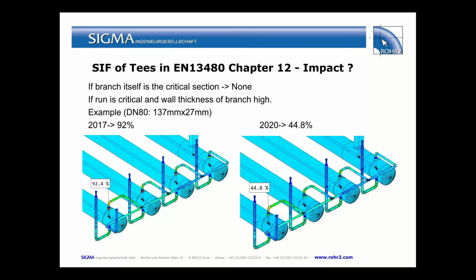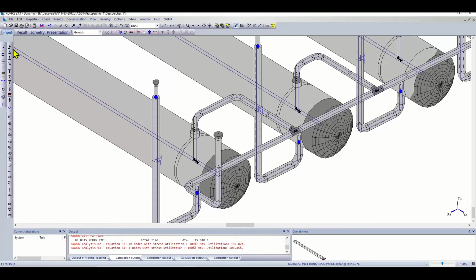Now, what's the impact on a real pipe stress calculation? First of all, if the branch itself is a critical section, so this would be for thin branches, then there is no impact. If the run is the critical section and the thickness of the branch is very high, so here's an extreme value with a DN18 with 27 mm of wall thickness, then the 2017 version, in this case an example of an S4 equation, had 92% stress utilization, and this goes down all the way to 44% here. Let's have a look at the graphical user interface of ROHR2.